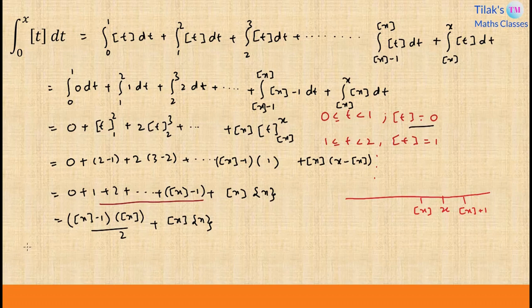So the value of integral 0 to x greatest integer of t dt is equal to greatest integer of x minus 1 times greatest integer of x by 2 plus greatest integer of x times fractional part of x.